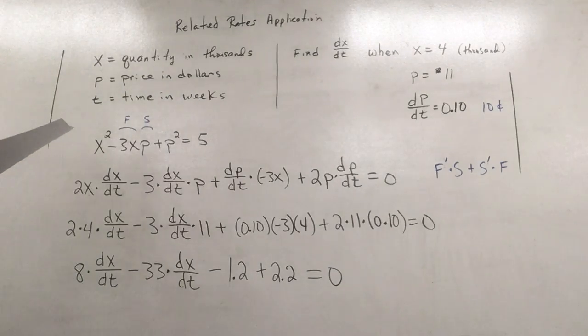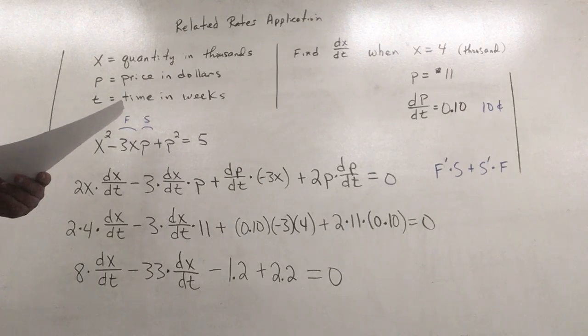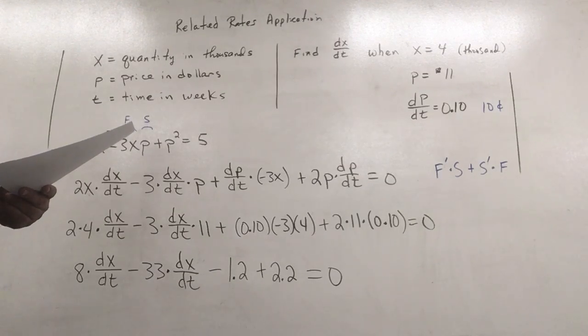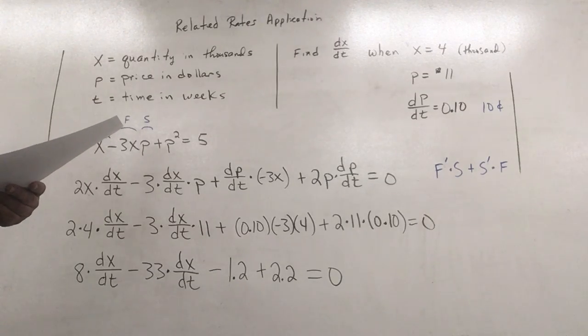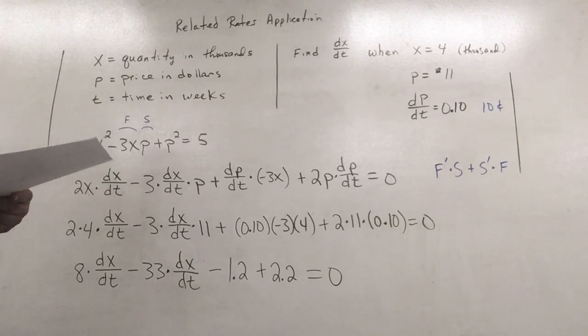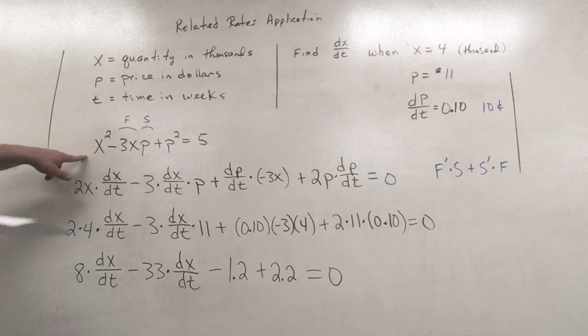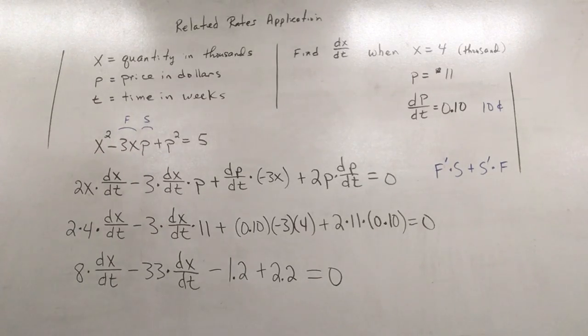It says the manufacturer of flash drives is willing to make x thousand flash drives available in stores each week when the wholesale price is p dollars per drive. It is known that the relationship between x and p is given by the supply equation x squared minus 3xp plus p squared equals 5. So here's where I got the supply equation. How fast is the supply of drives changing?